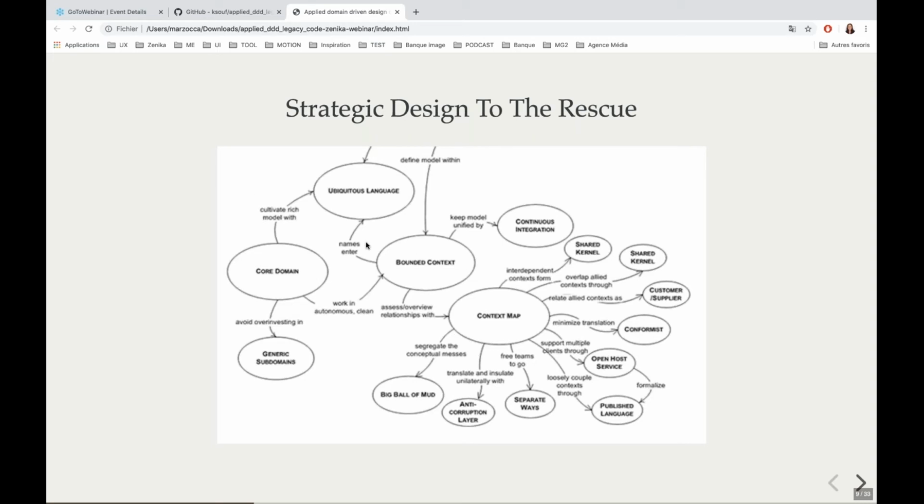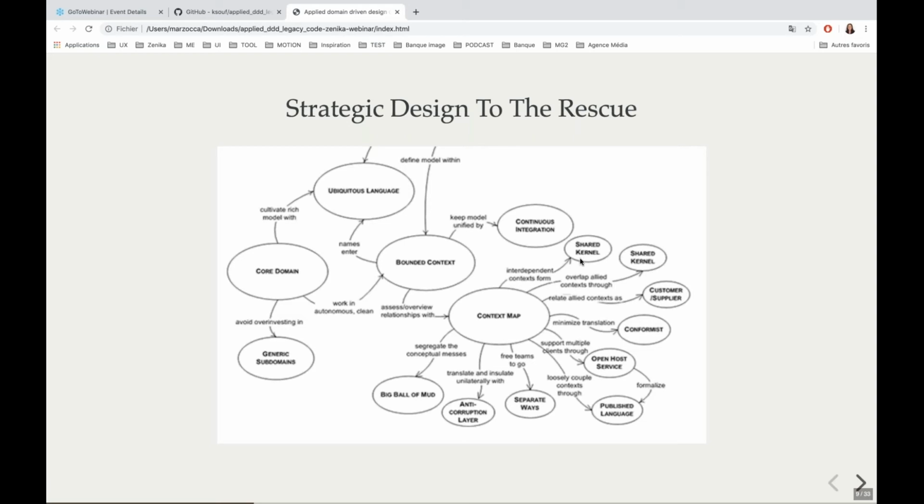Actually, when you are talking about the model, at some point we need to split it into small pieces to reduce the complexity. And these kinds of pieces are what we call bounded contexts. So you're going to have small pieces with less complexity than a bigger one. At some point, these pieces need to communicate with each other. That's where you introduce the context map and all the patterns that you can use to do that.